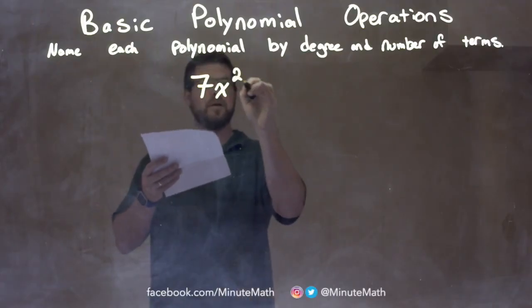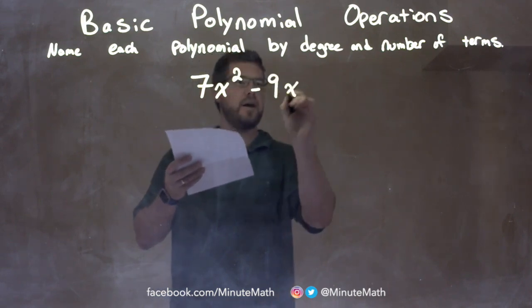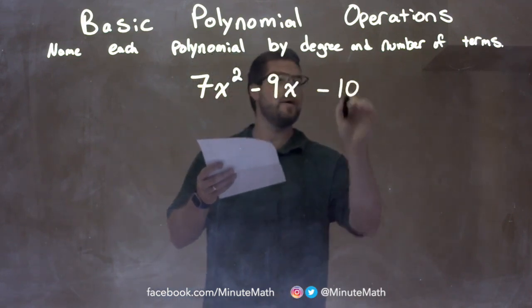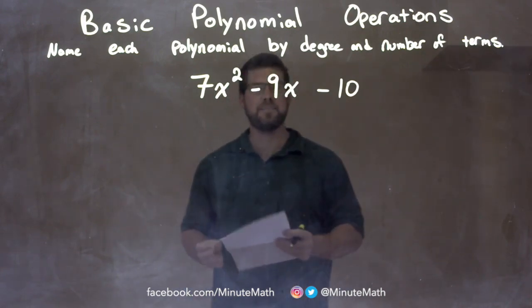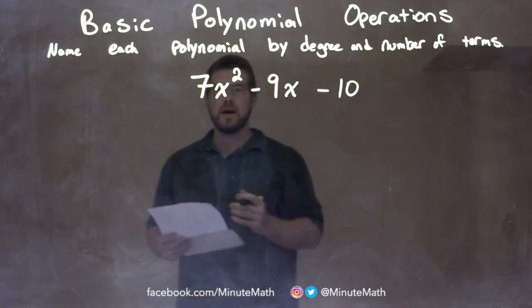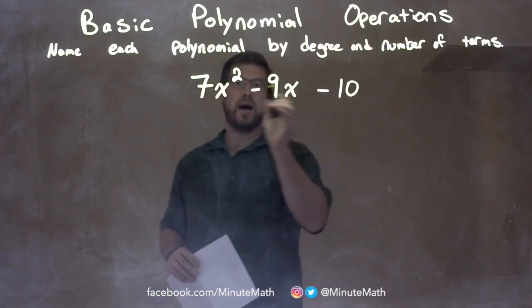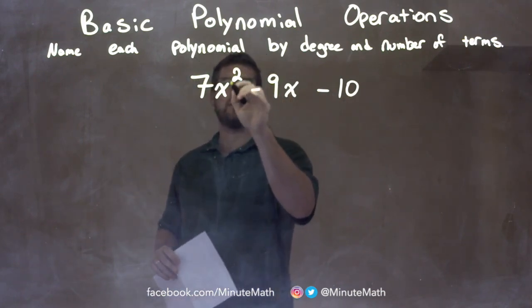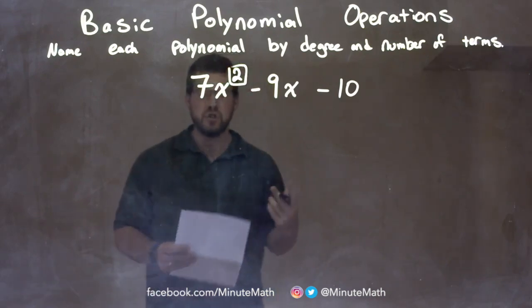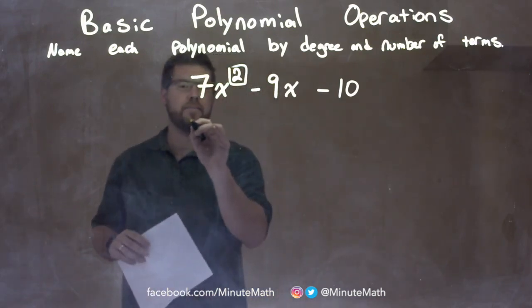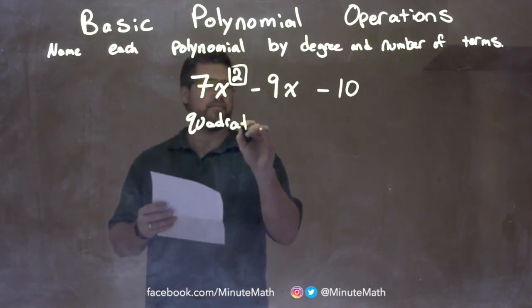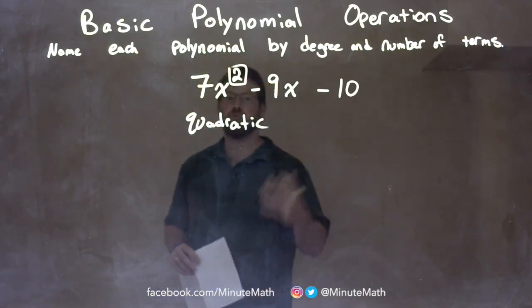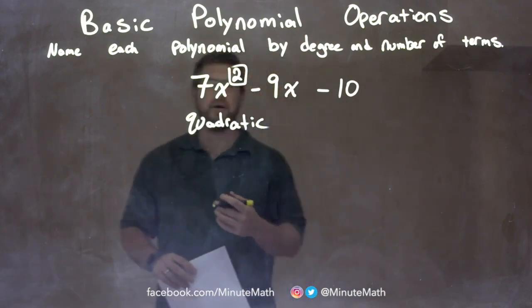7x squared minus 9x minus 10. First thing I'm looking at here is the highest degree. The highest degree I see is x to the second power, so we have a degree 2. We call that a quadratic.